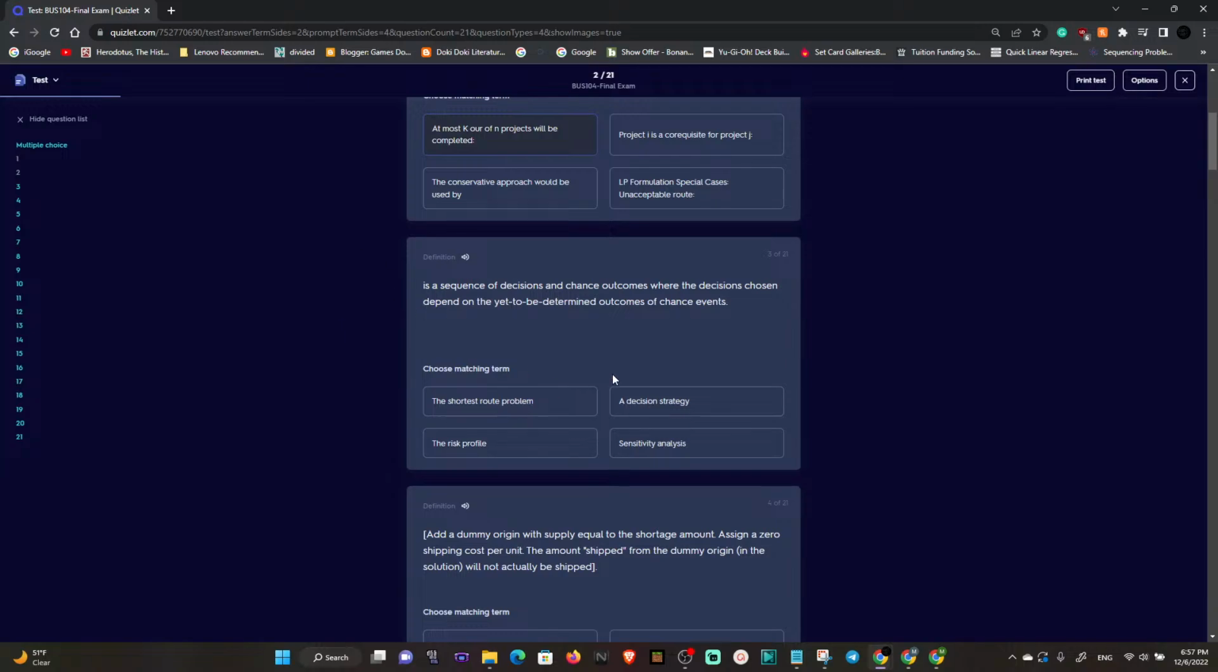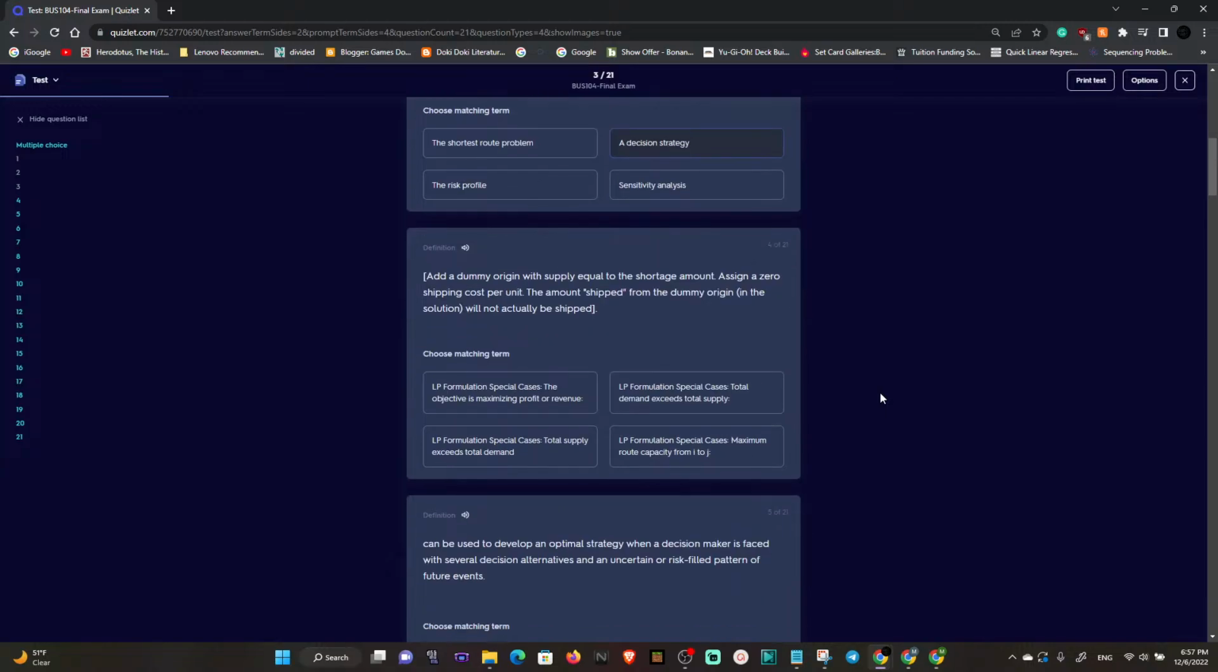Decision strategy. Add a dummy origin to supply equal to the shortage amount. Assign 0 shipping cost per unit. The amount shipped from the dummy origin in the solution will not actually be shipped.